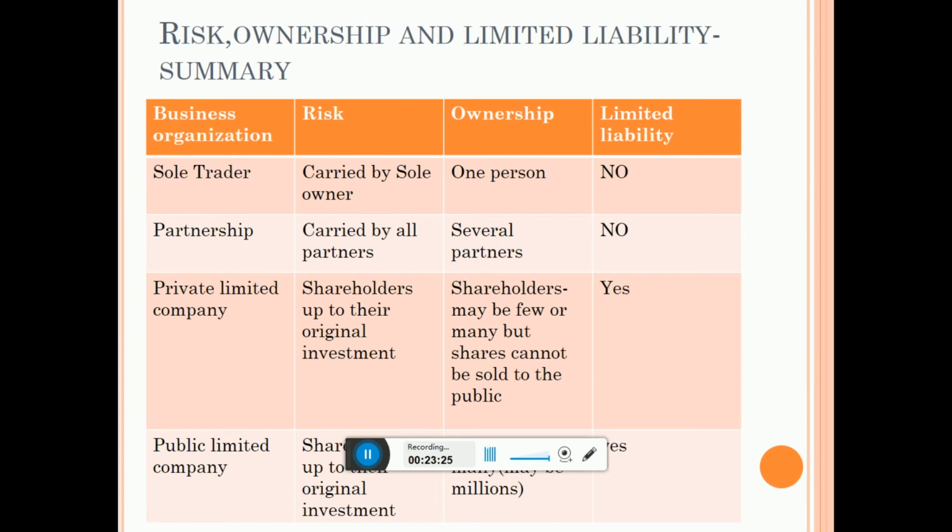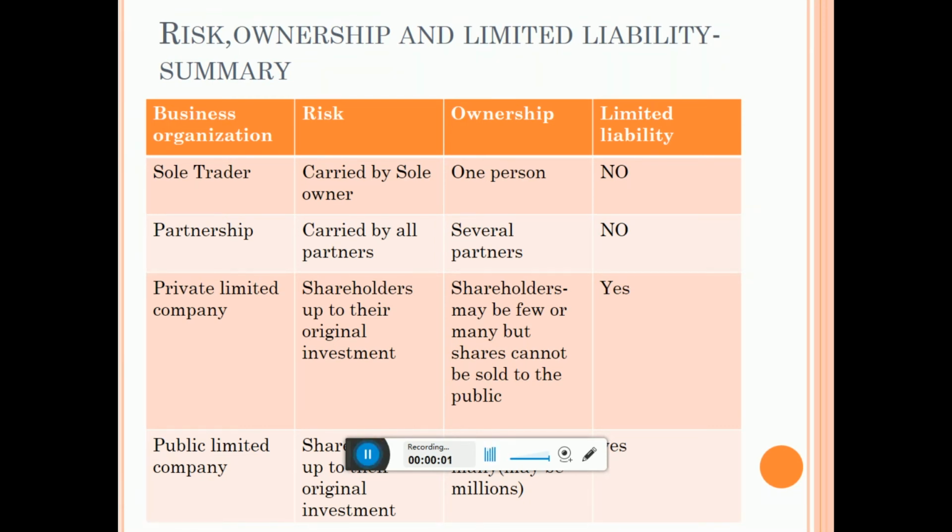Then we have risk, ownership and limited liability. You will all be familiar with the sole trader. The risk is carried by the sole owner. Ownership is one person. Limited liability, no. Partnership: the risk is carried by all partners. Several partners have ownership, and limited liability, no, we don't have limited liability.